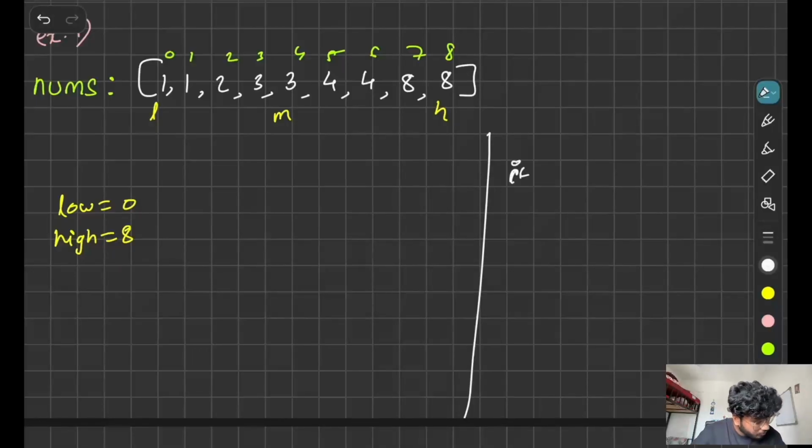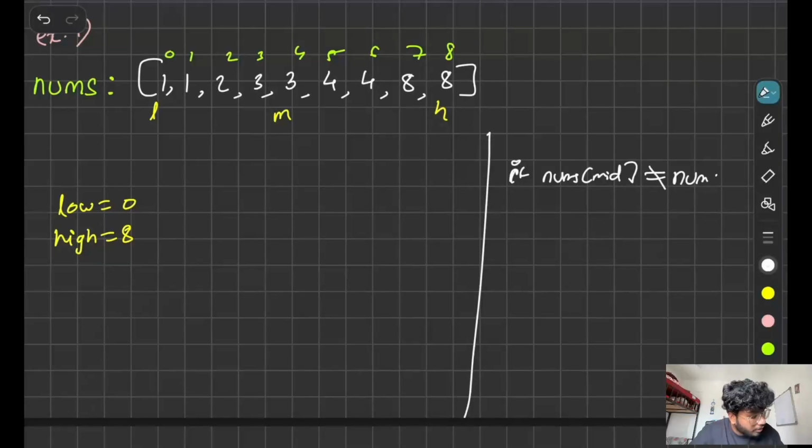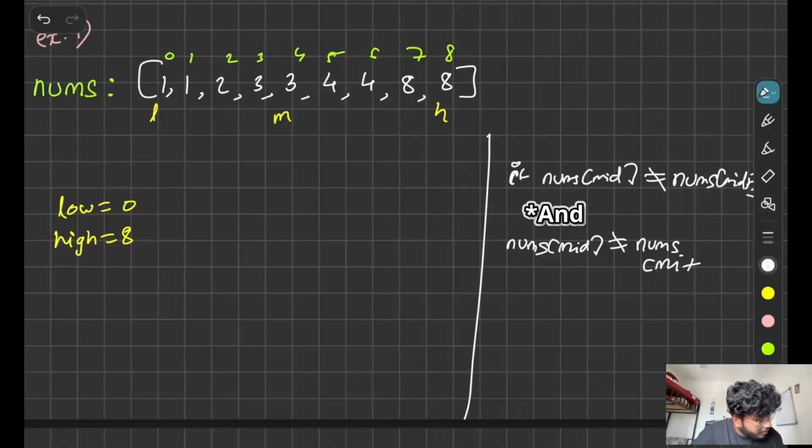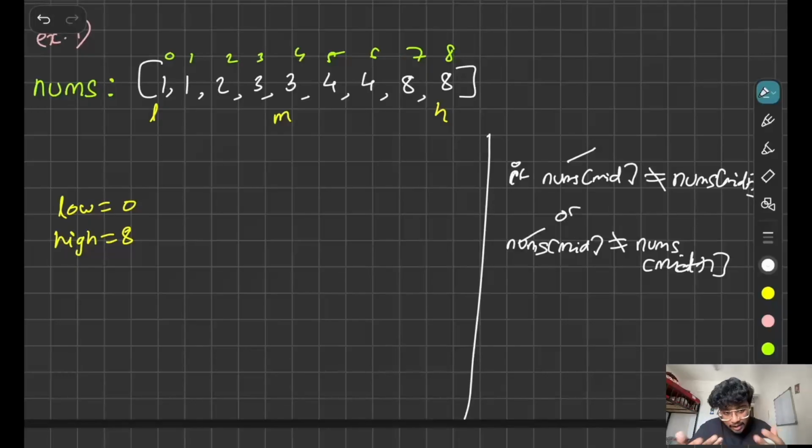If my nums of mid is not equal to nums of mid plus 1, and my nums of mid is not equal to nums of mid minus 1, this also holds and this also holds, then I can say that my nums of mid is the single element, right? The nums of mid is not equal to its previous element, nor is it equal to its next element. So I can say this is my single element and I'll just return it.